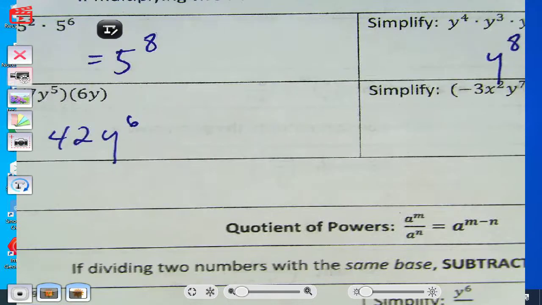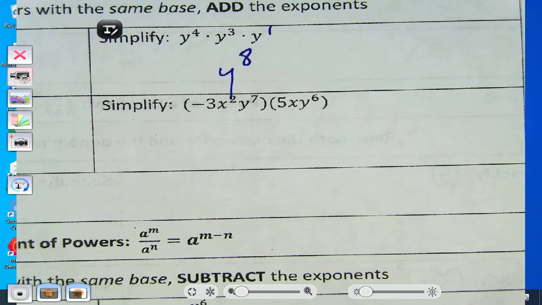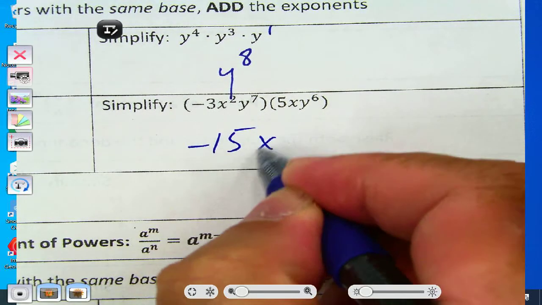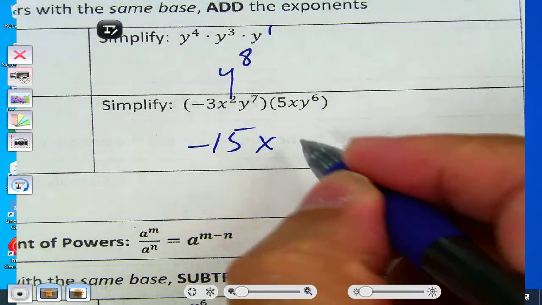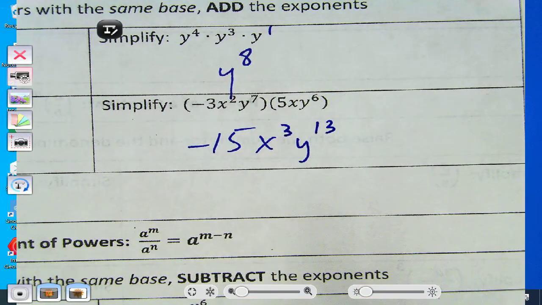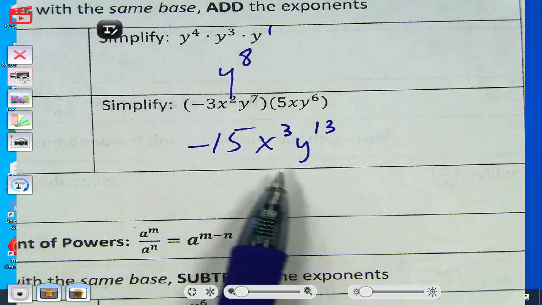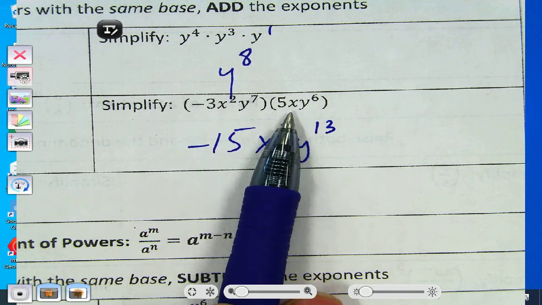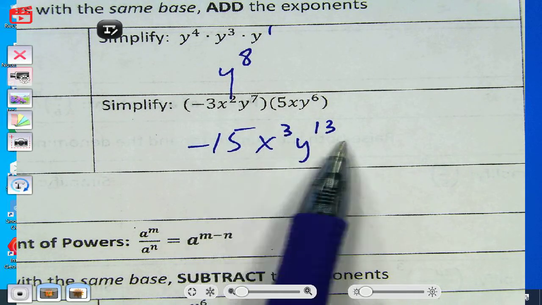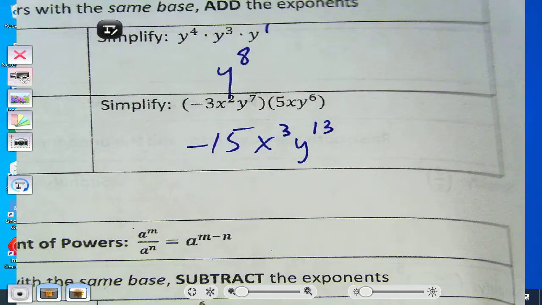Alright. Next one. What do I multiply? 3 and 5, making it negative 15. And x gets what exponent? 3. And the y gets 13. That's right. So, because they're different bases, you don't mix their exponents, right? You have an x over here and another x. You mix their exponents. You add those exponents. But you're not going to add 3 and 13. You're going to leave that alone. This is the final answer.